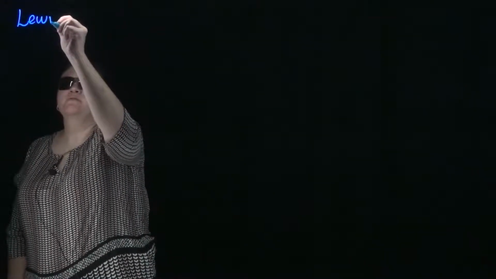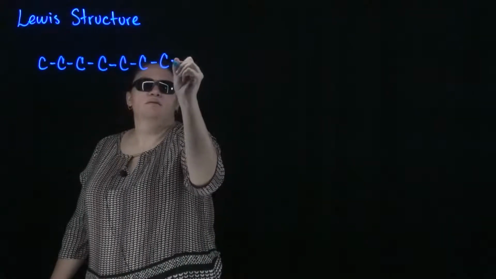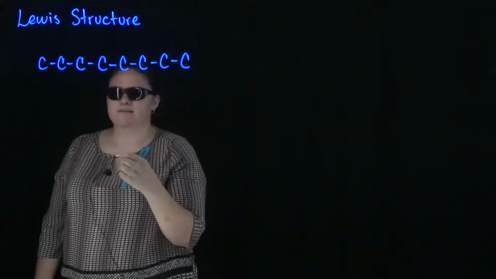So far, we've learned about Lewis structures, which represent the structure of organic compounds. So if I were to write octane, which has 8 carbons, 8 carbons here, we know that each carbon should have 4 bonds typically.